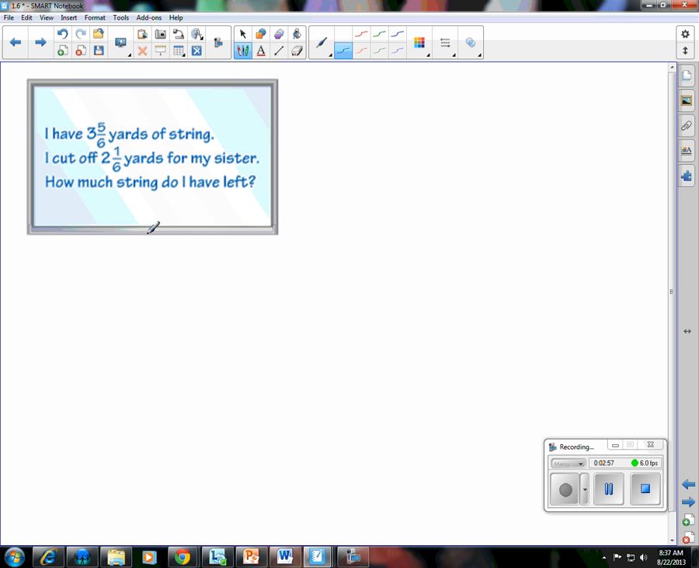So if I have 3 5/6 yards of string and I cut off 2 1/6 for my sister, how much string do I have left? This is a subtraction problem, so I'm going to go 3 5/6. And I'm going to subtract out 2 1/6. When I work with fractions, I always work with the fraction part first when I work with mixed numbers. So I'm going to take 5/6 and I'm going to subtract out 1/6. And I could rewrite that off to the side if I need to.